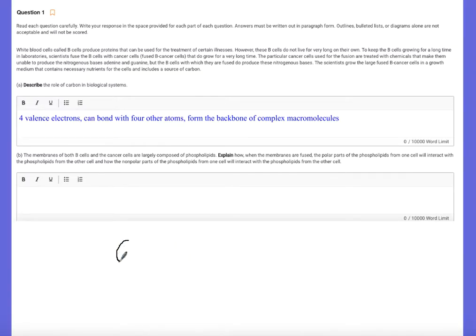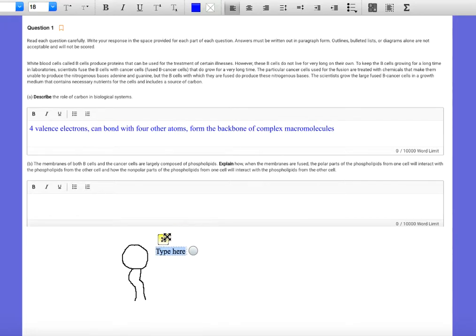So, if you remember, these phospholipids are what we call amphipathic. We've seen a lot of these earlier in the year. They have a polar or hydrophilic head and hydrophobic, right, or nonpolar tails.